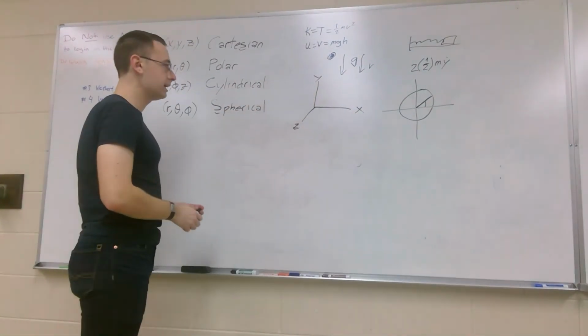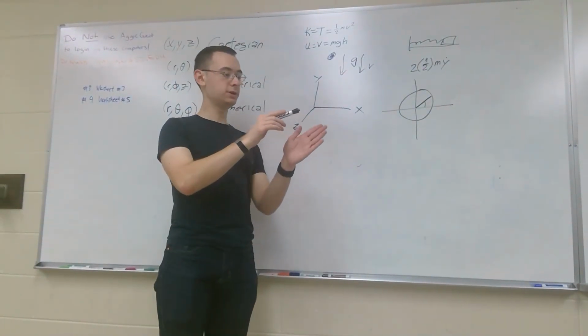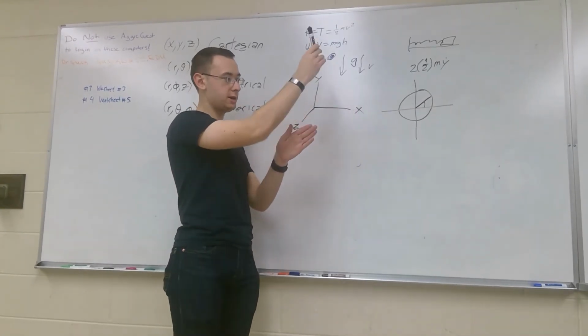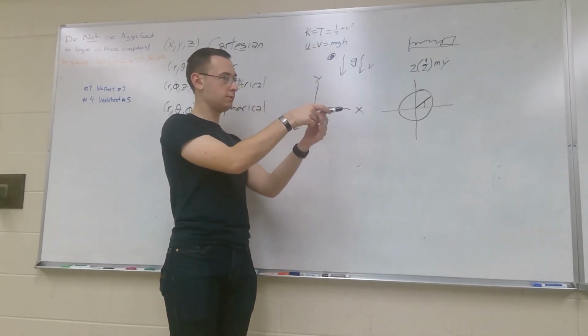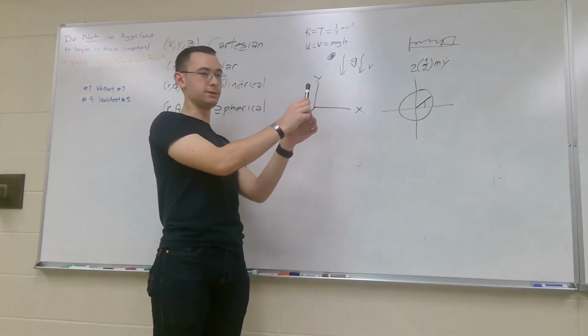Then you have a component from your, so if you're going to look at it, you have Cartesian here, here, and here. This one is going to be one of these, and this one is going to be the other one.